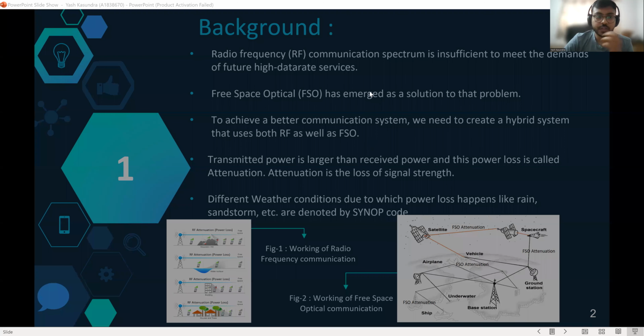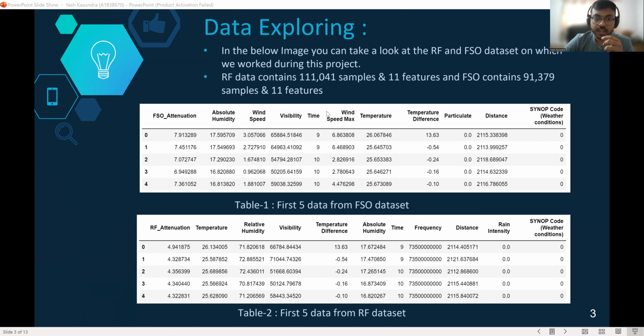If you look at this, the number of samples for both the data sets is more than 90,000, which is more than enough to fit any model and do the testing. So we won't be required to get more data in this project. Now, in this project, our output variables will be FSO attenuation and RF attenuation respectively, while all other columns will be our features for fitting our models. And since our mentor provided us with these data sets, there were no null values present at all, so we didn't have to do much pre-processing.